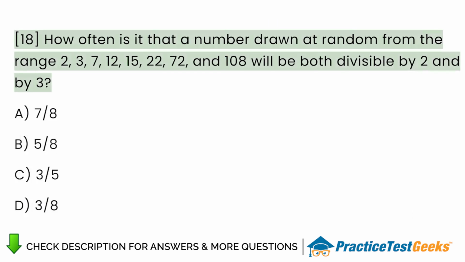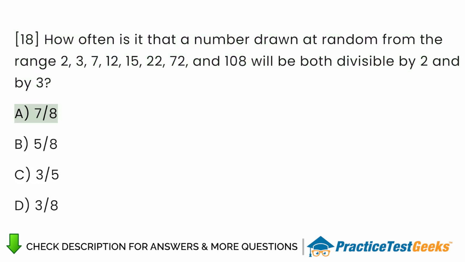How often is it that a number drawn at random from the range 2, 3, 7, 12, 15, 22, 72, and 108 will be both divisible by 2 and by 3? A, 7/8. B, 5/8. C, 3/5. D, 3/8.